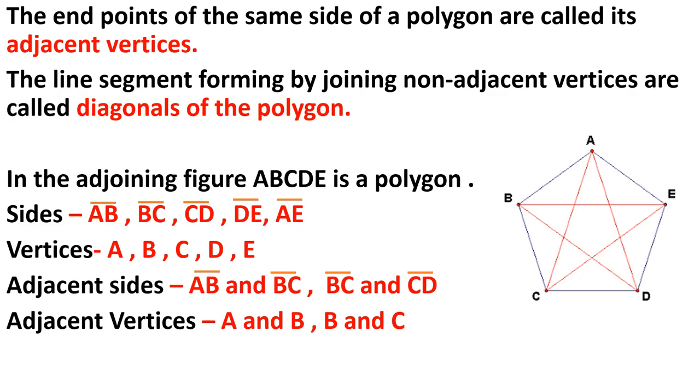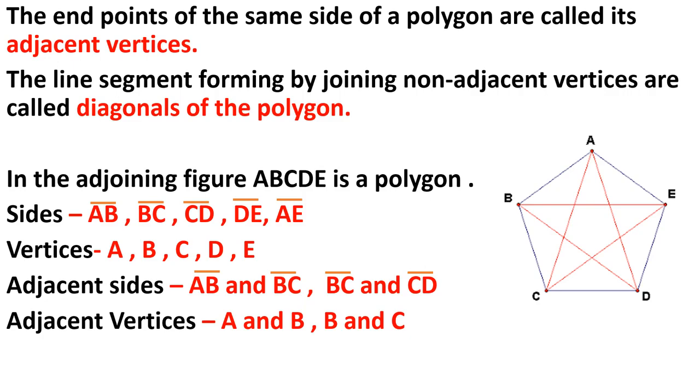Now all these things will be clearer to you with the help of an example. See, in the adjoining figure ABCDE, it is a polygon. A, B, C, D and E. It is a polygon of 5 sides. Now see its sides. Sides I have told you: sides are the line segments which are used to form a polygon. So AB, BC, CD, DE and AE. These are the 5 sides.